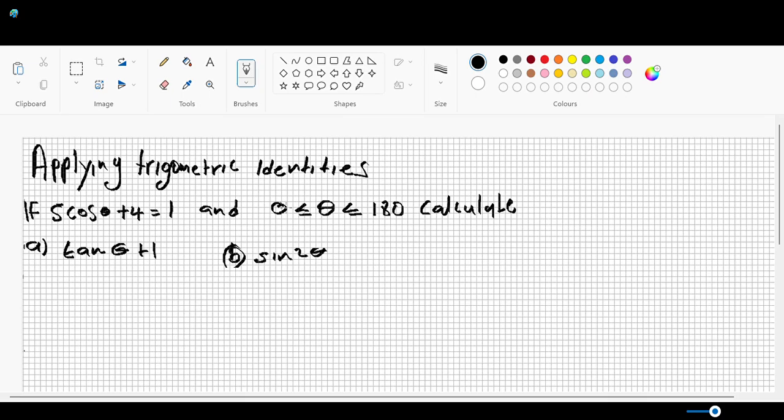Today on this video we'll be applying trigonometric identities to solve the following problem that you see there. The problem goes like this: if 5 cos theta plus 4 is equal to 1, and 0 is less than or equal to theta, and theta is less than or equal to 180, calculate (a) tan theta plus 1, and also (b) sine 2 theta.